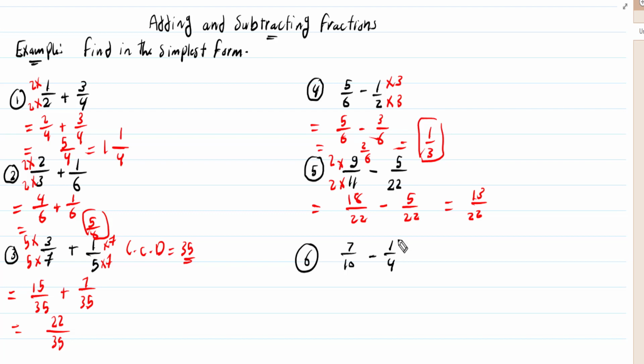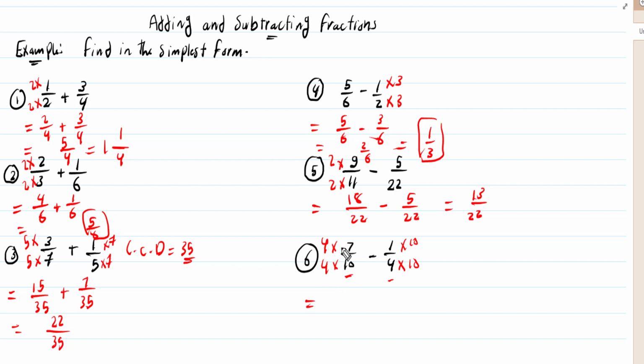7 over 10 minus 1 over 4. We can't make 10 into 4, we can't make 4 into 10. But we have here 10, we have here 4. The LCD, or the LCM of the two denominators, is 40. So we can multiply the second fraction by 10 and multiply the first by 4. Okay. So as a rule, we can multiply the first fraction by the denominator of the second one and multiply the second fraction by the denominator of the first one.